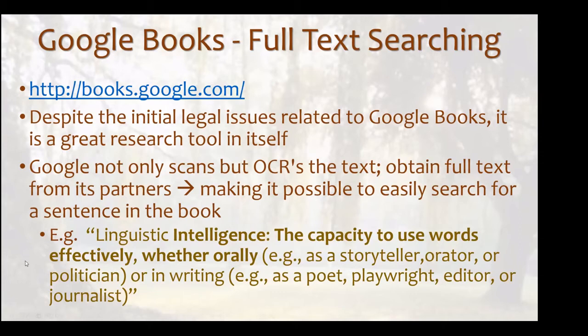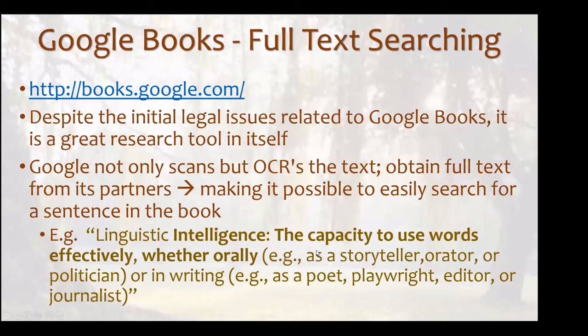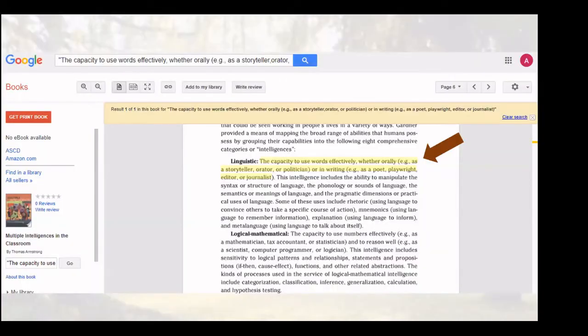So when I wanted to search for something, say linguistic intelligence, or this capacity to use words effectively and so on, I can search that part, right? So you can do this in books.google.com. There were legal issues at the beginning, but now it's not so. When I search for that one, I actually get exactly where it is in the book. It's in Multiple Intelligences in the Classroom: the capacity to use words effectively, whether orally or in writing. So I can search for linguistic intelligence, and it will give it in the book, and specifically where it is in the book itself.